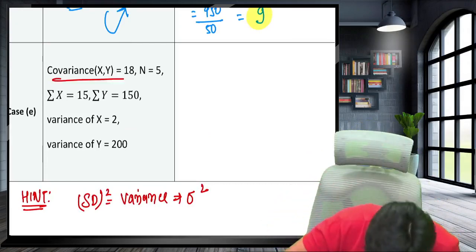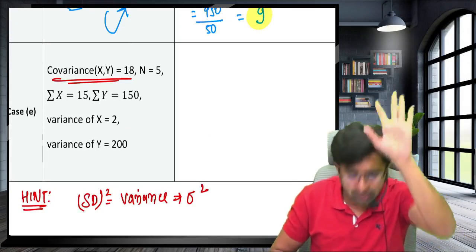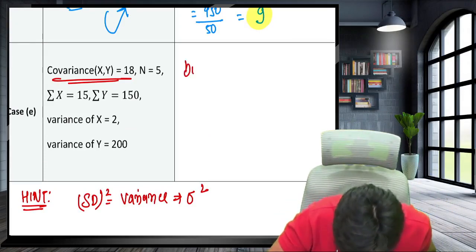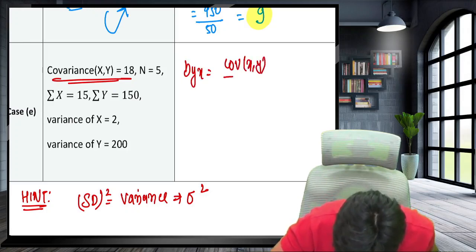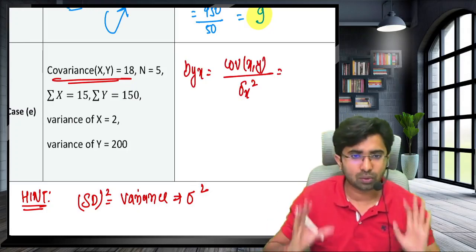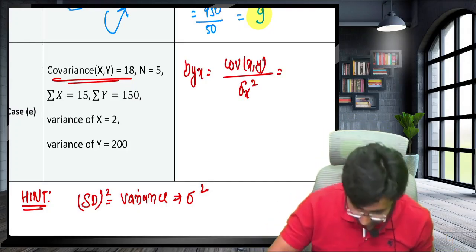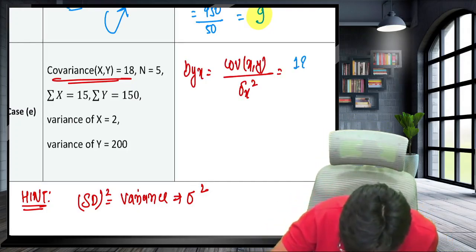Sir, you have directly given us covariance. There is nothing to think. We are very clear that we need to apply b y on x, that is covariance between x and y divided by standard deviation of x whole square. Say yes or no, guys. Done? Sir, you have already given us covariance, that is 18.